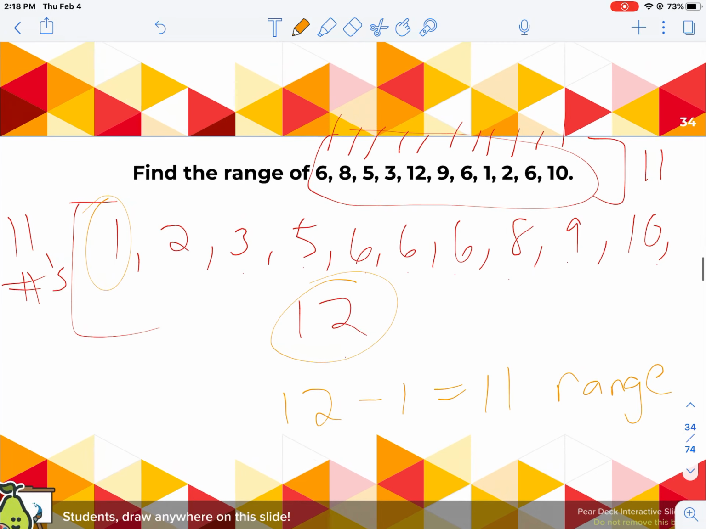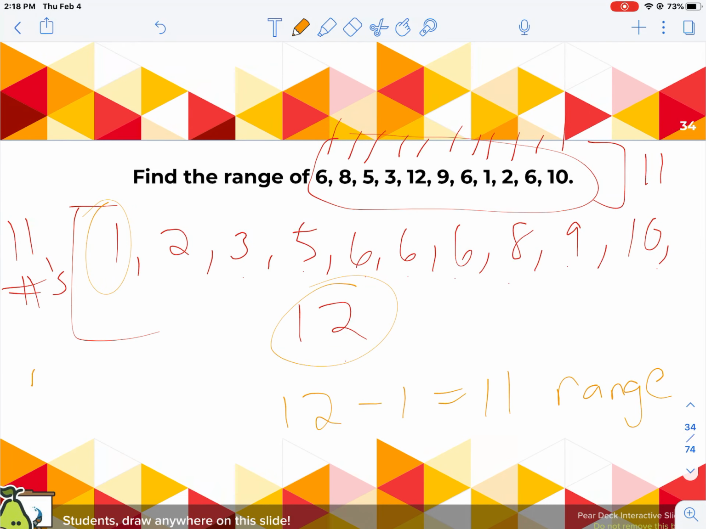You could also do, if you want the max, what's the max of the data set? Well, the max of the data set is 12, and the minimum of the data set is 1. So those are some other values. Obviously, you know what those words mean. So again, that's just more stuff.